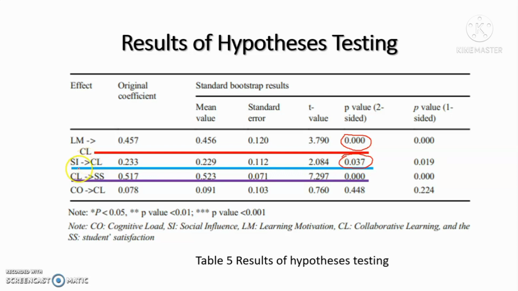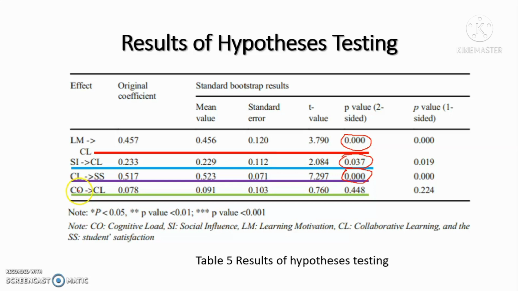Now let's see the next hypothesis. Collaborative learning positively influences student satisfaction. Now let's find out the p value. This is the p value. 0.00 is smaller than 0.05. So this hypothesis is also accepted.